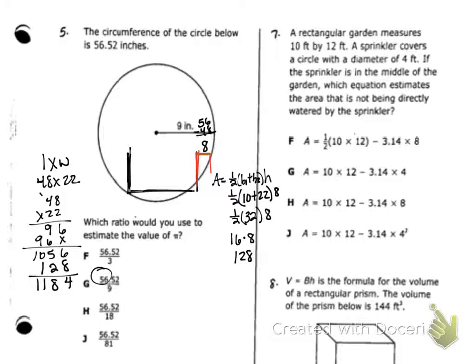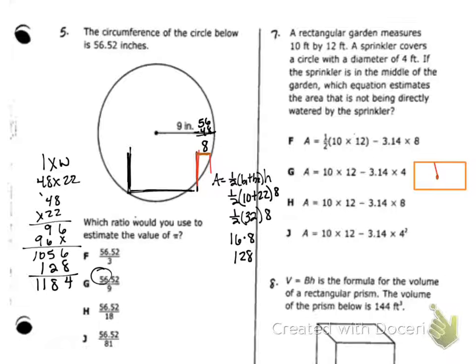Number 7. A rectangular garden measures 10 feet by 12 feet. A sprinkler covers a circle with a diameter of 4 feet. If the sprinkler is in the middle of the garden, which equation estimates the area that is not being directly watered by the sprinkler? All right, so let's draw this out so we can see it. So I have this rectangle here. And right in the middle, I have a sprinkler. And this sprinkler is basically just going to spray out in a circle. So let's say that this is the diameter, or this is the radius, and it's just going to go in circles like this, right?